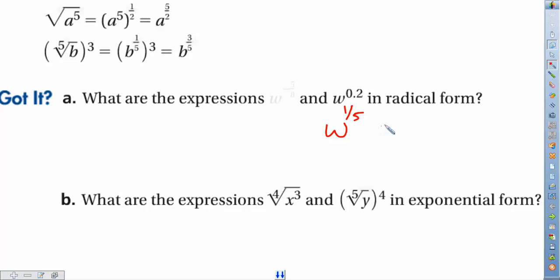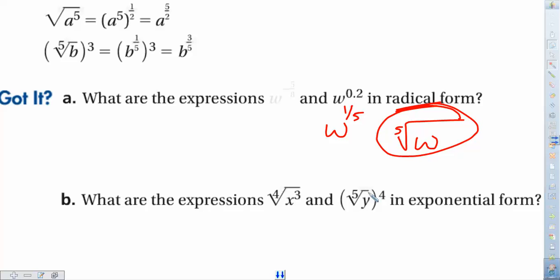Now, if I'm going to write that as a radical, remember the root is underground. So what number is underground here? It's the 5, right? So that means I need a 5th root of w. And do you notice something that's missing here? It's that little 1. So yeah, we didn't really need that 1 right there. So the 5th root of w is all that we really needed. Okay, let's look at b.